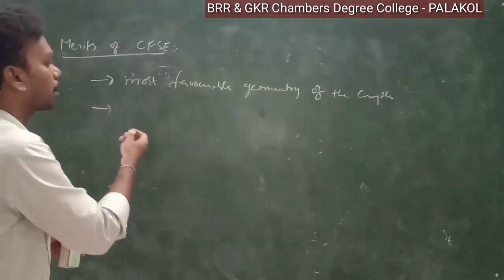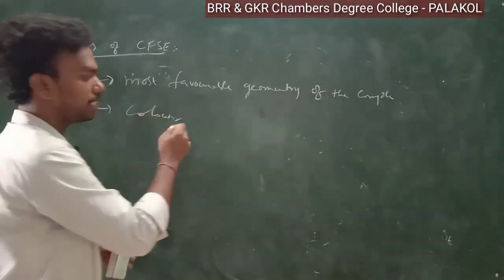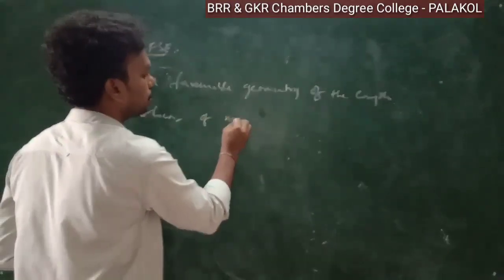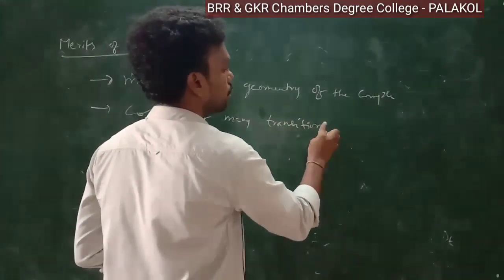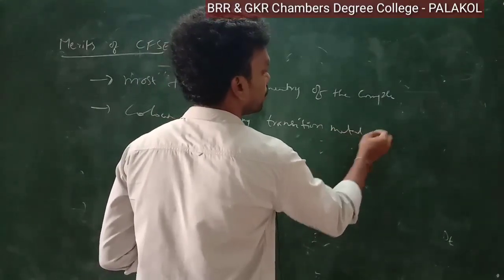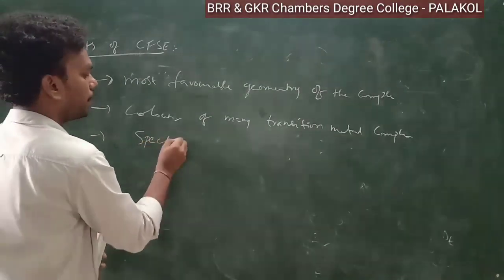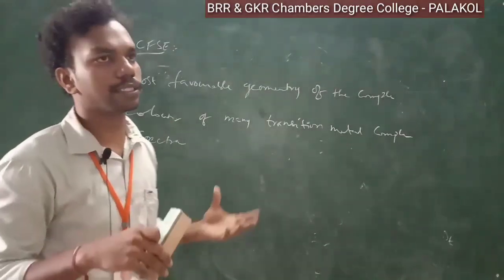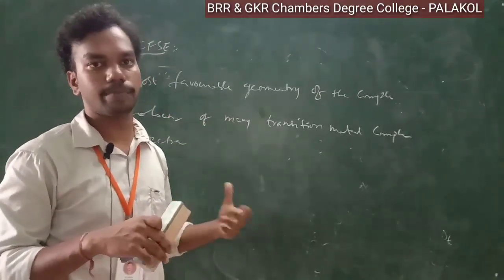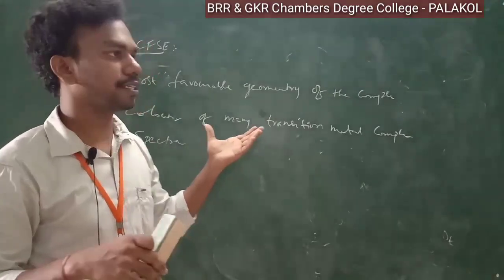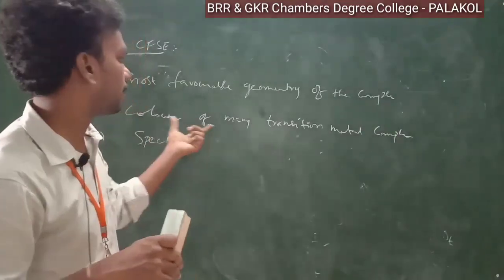And the next, color, which was not explained by valence bond theory. Color of many transition metal complexes. This is the second. And the spectra of many metal complexes, spectral properties also. So spectral properties, color, how the complex attains a particular color. All these things I have explained in the second unit, where I discussed the spectrum, color and spectra of metal complexes. So color of transition metal complexes.